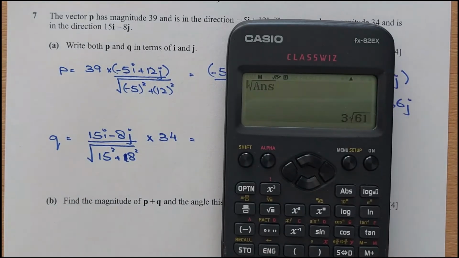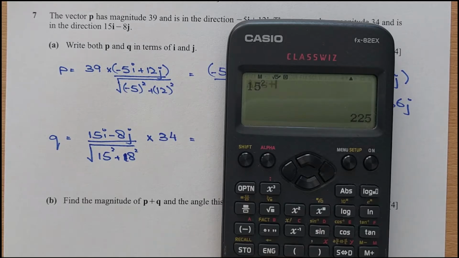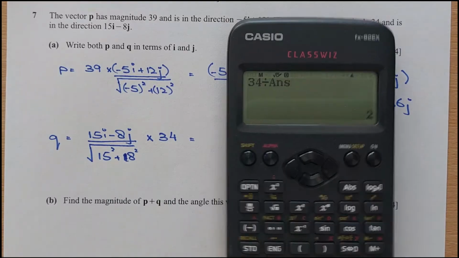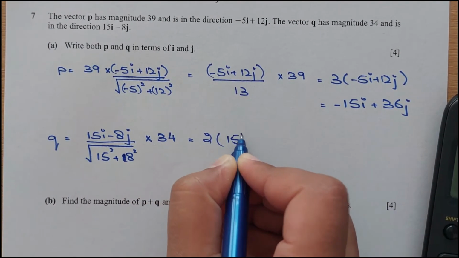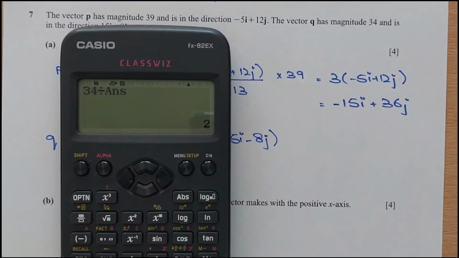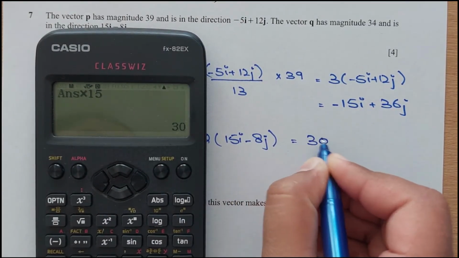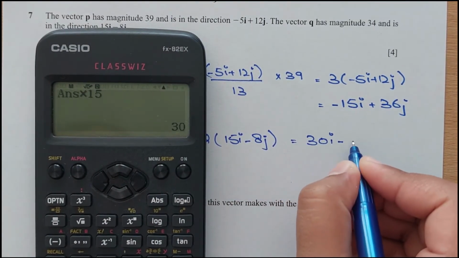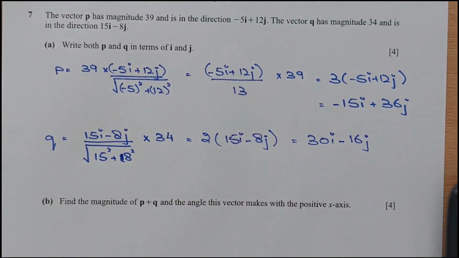Sorry, this is just 8. So 15 square plus 8 square is 64, and the square root of the answer is 17, and 34 divided by 17 is 2. So 2 is multiplying with 15i minus 8j. 2 times 15 is equal to 30, so you have 30i, and 2 times 8 is 16j. So this is a vector q and this is a vector p.